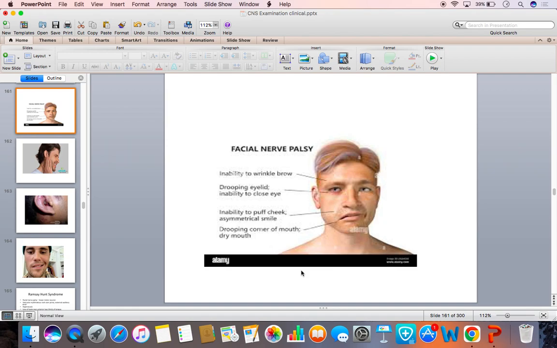This is again the picture showing the facial nerve palsy, Bell's palsy. Drooping of eyelid, inability to close the eyeball. In an attempt to close the eyeball, there is rolling up of the eyeball. This is the Bell sign. Inability to puff the cheeks, and angle of the mouth is asymmetrical. Drooping of the corner of the mouth, and dry mouth and dry eyes.